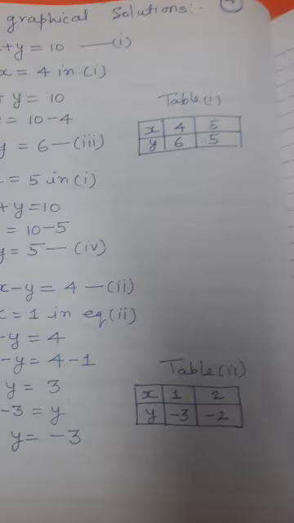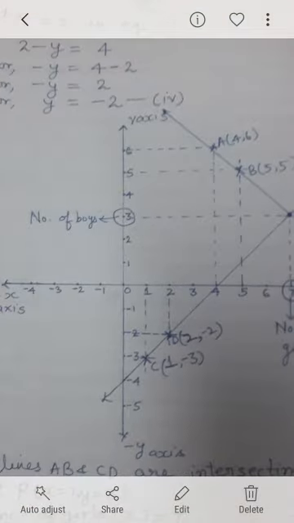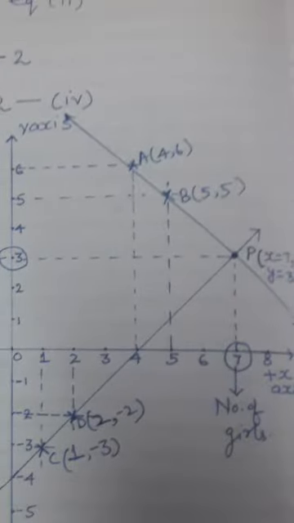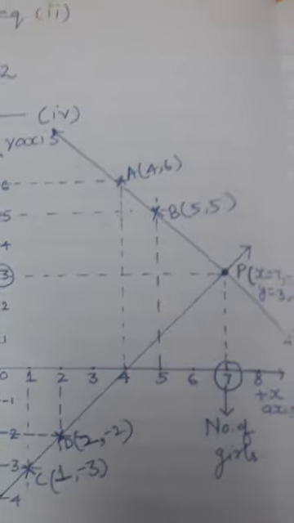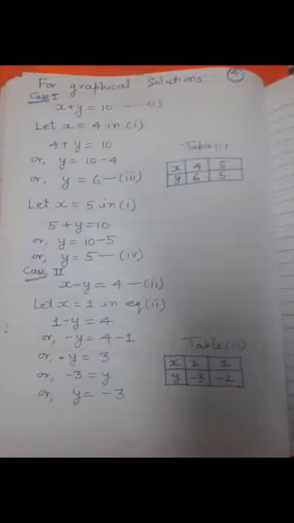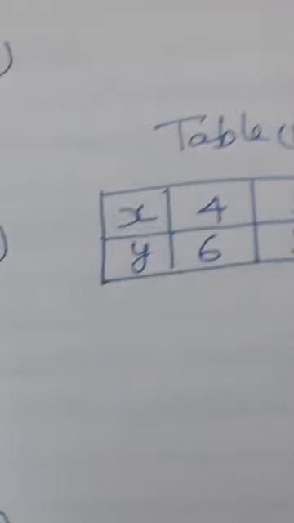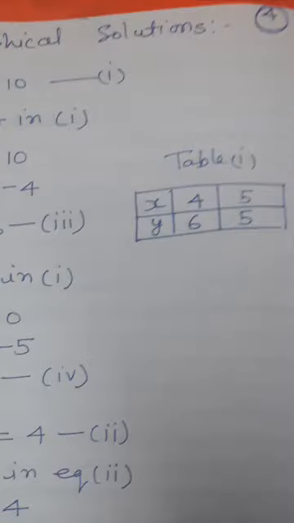Now we have to plot our graph according to this table only. See here how to plot. First line. For the first equation, we will come to the first table, and in the first table we have got that when we have chosen the value of x as 4, then we have got the value of y as 6. See here. When we have taken the value of x as 4, then we have got the value of y as 6. It means on the x-axis we have to take 4 and on the y-axis we have to take 6.